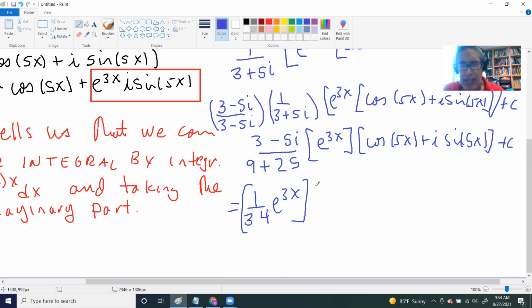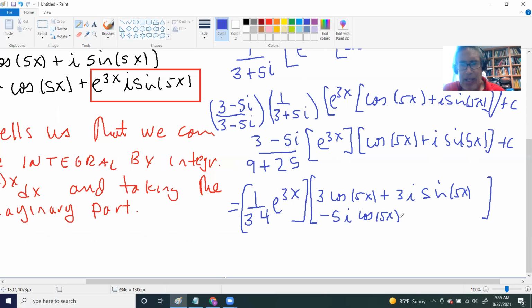Then you have to multiply this. So here's what happens. You multiply 3, you get 3 cosine 5x. Then you get plus 3i sine 5x. I'm going to go ahead and just scroll down here. Then you got to do the 5i, minus 5i cosine 5x. And then minus 5i times an i is going to be plus 5.